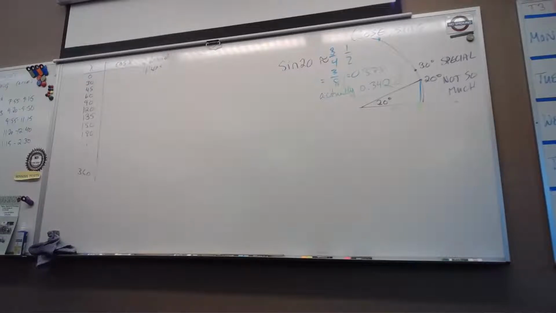Uh-oh. Cosine started at 0. How's that make sense? How did you get cosine started here? It's going to start at 1. Everything else looks good, because obviously this is a half. Square root of 2 over 2 is going to be bigger. And square root of 3 over 2 is going to be bigger than half.